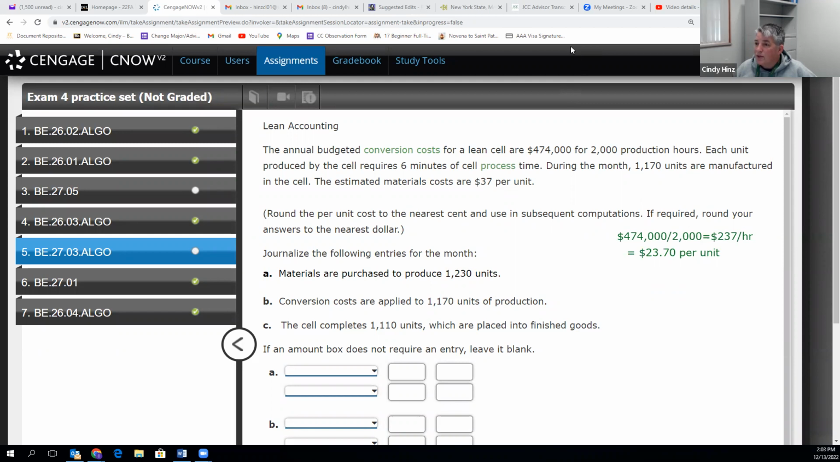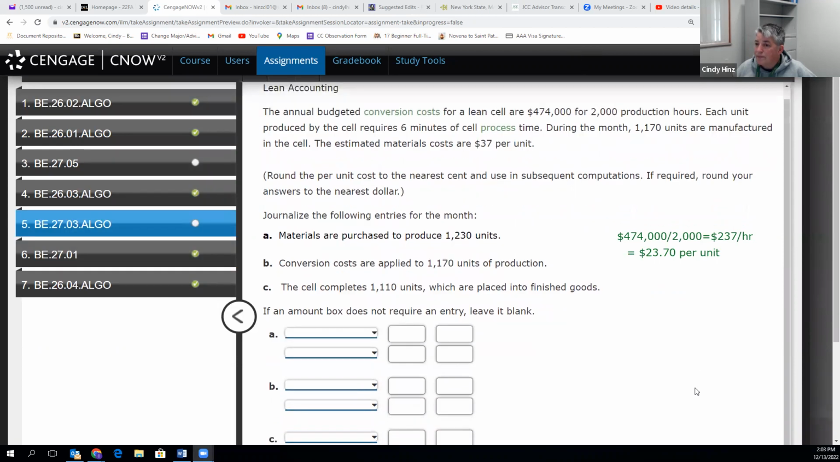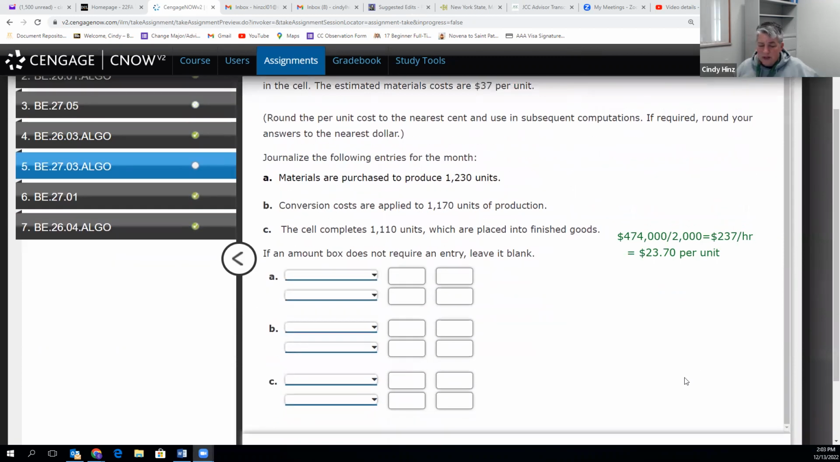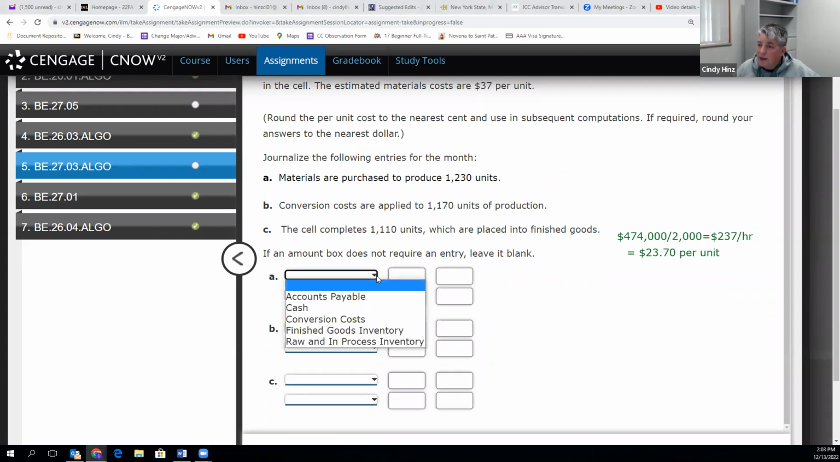We are asked then to journalize 3 entries. First, the materials are purchased to produce 1,230 units. So remember, one of the advantages of lean accounting, and I talked about in class, backflush accounting. This is not backflush accounting. We are not asked to put everything into cost of goods sold and then back it out at the end if it's not actually sold.